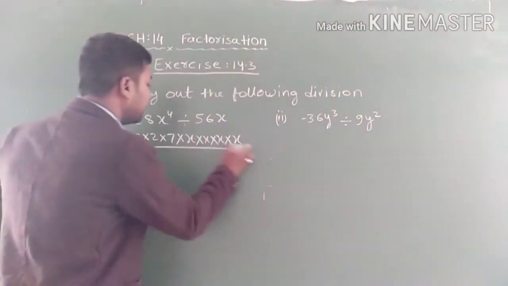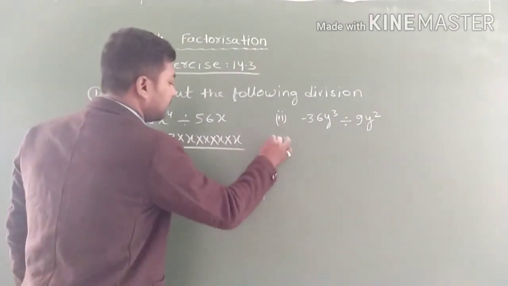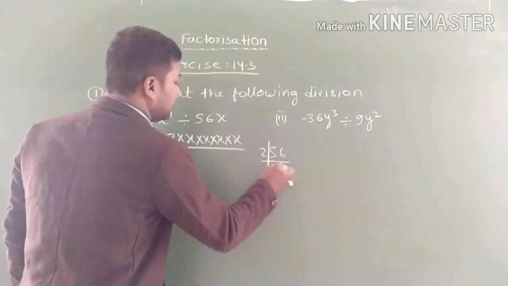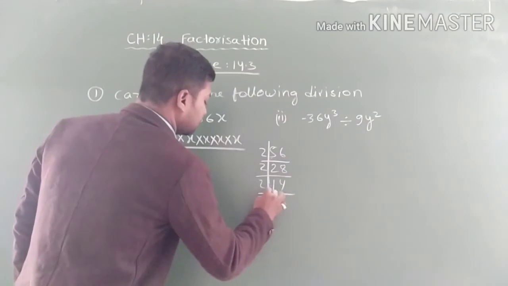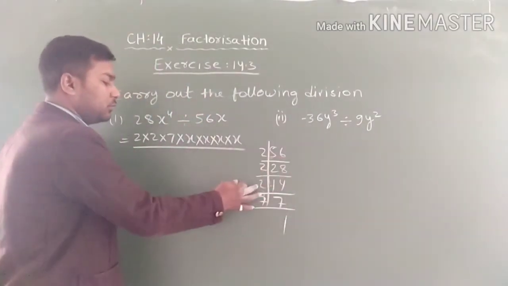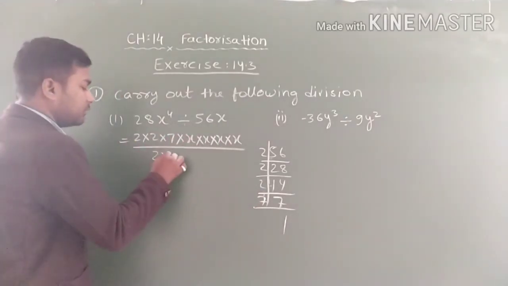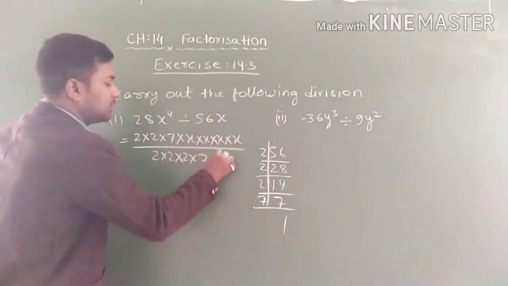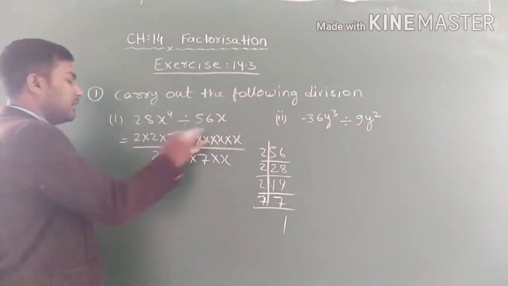Now divided by 56x. The factors of 56 will be 2 into 2 into 2 into 7. Now we can write 56 as 2 into 2 into 2 into 7, and this is x. Now the factors of these two terms are written here.